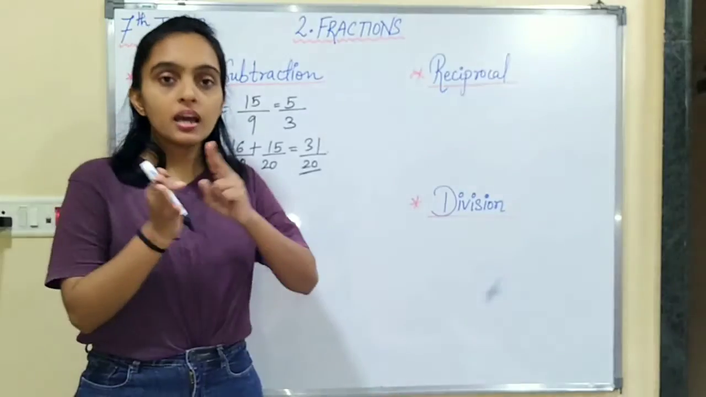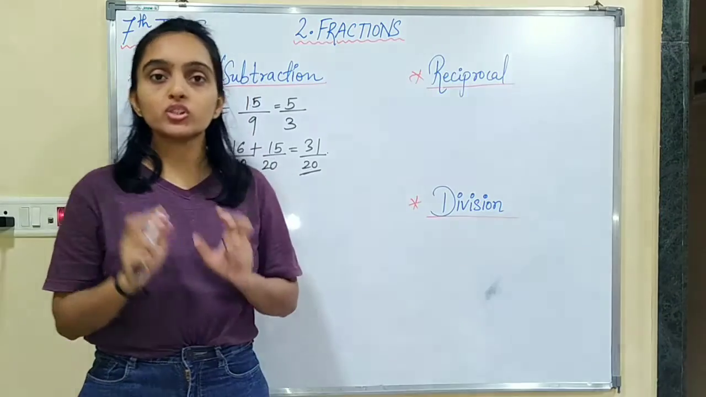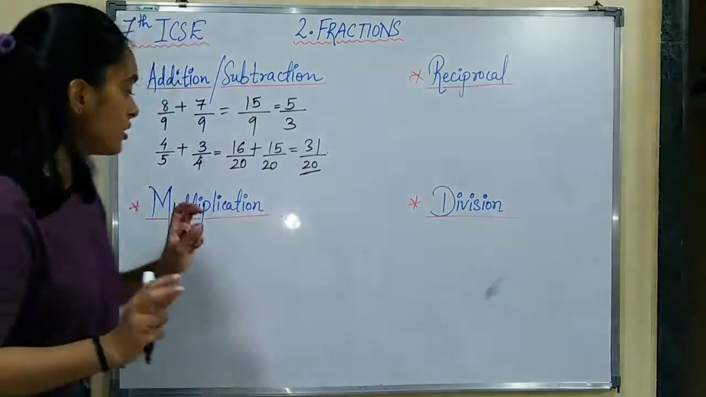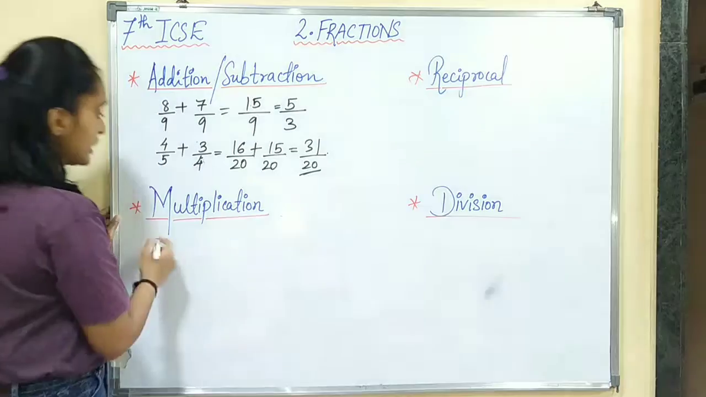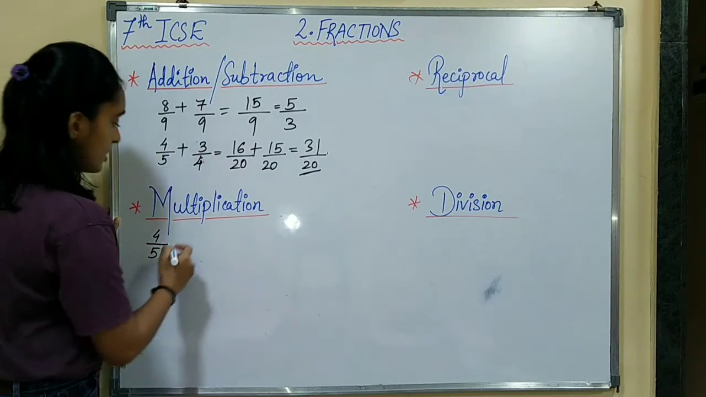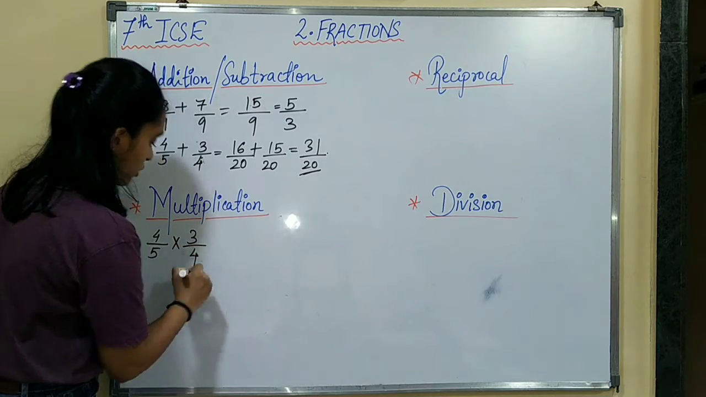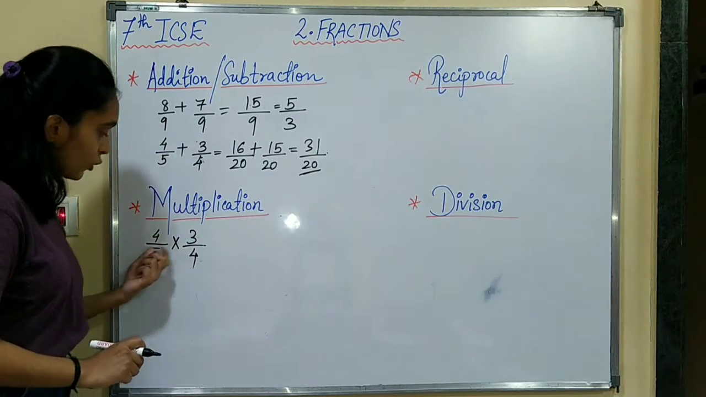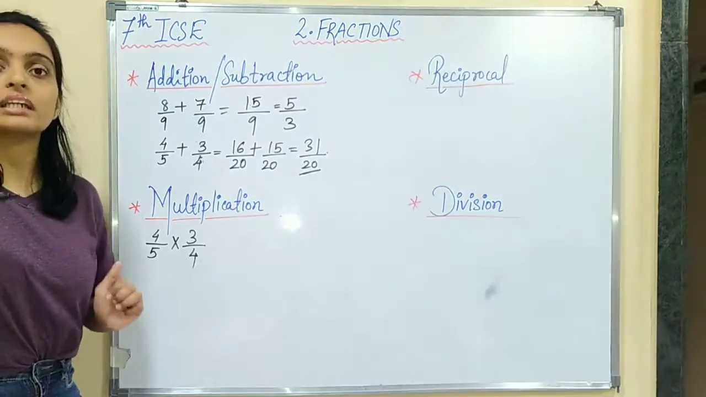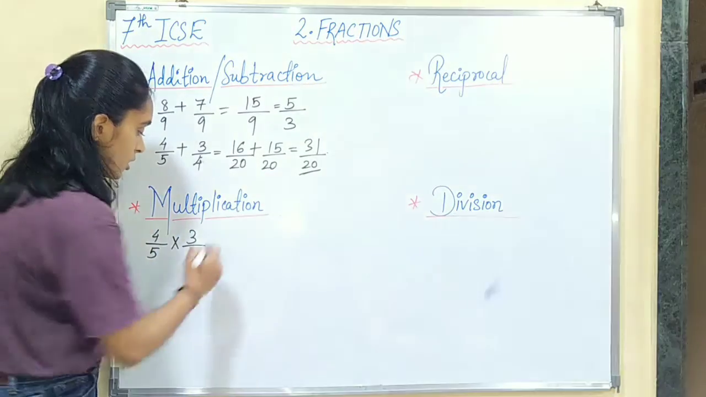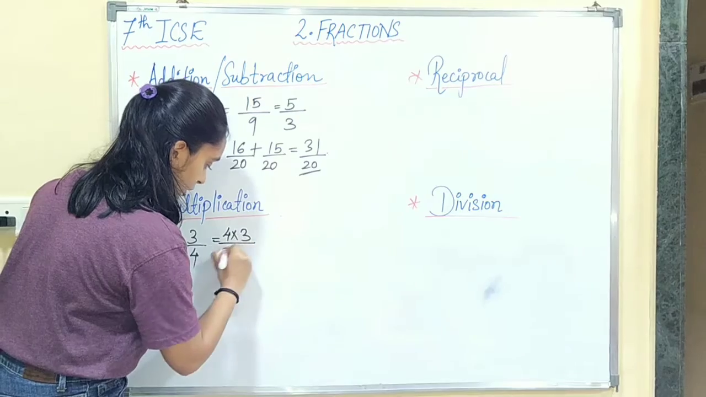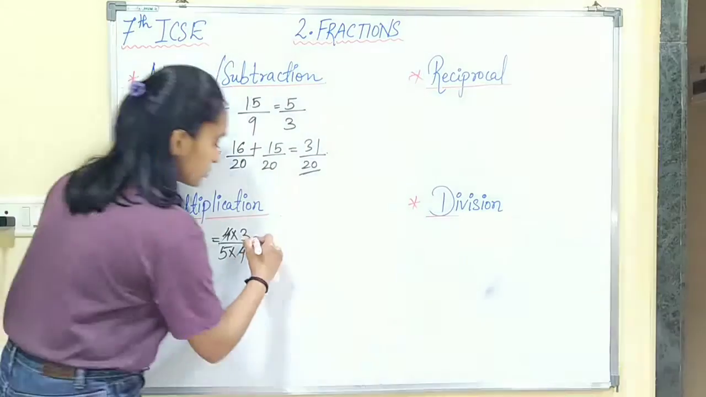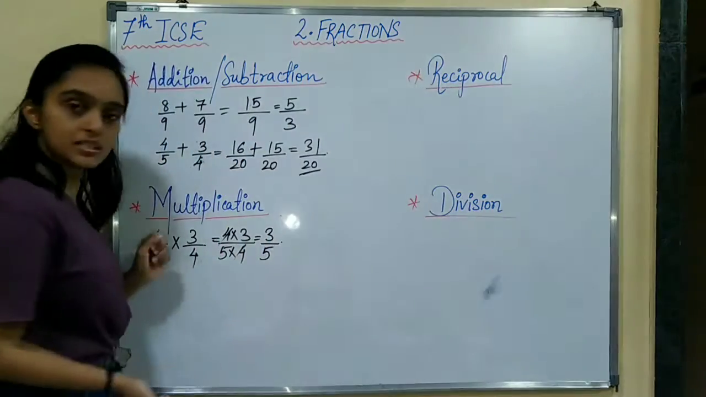there is no need to see whether they are like or unlike fractions. We have to just multiply the numerators of the fractions and the denominators of both the fractions. For example, if I take 4 upon 5 multiplied by 3 upon 4, we have to just multiply numerator by numerator and denominator by denominator, and also we can reduce them. So here it will be 4 multiplied by 3 upon 5 multiplied by 4, but 4 is common here, so we can divide it. So you will get 3 upon 5 as the answer.